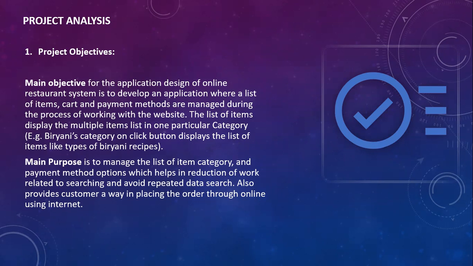Here I'm going to explain the project analysis. The main objective of this application is to develop an application with a list of items, payment methods, and a cart. The list of items is displayed in particular categories like veggies and biryanis, and the main purpose of this list is categories and payment method. It reduces the work related to searching and avoids repeated data search. It also shows how customers are going to place an order online using the internet.